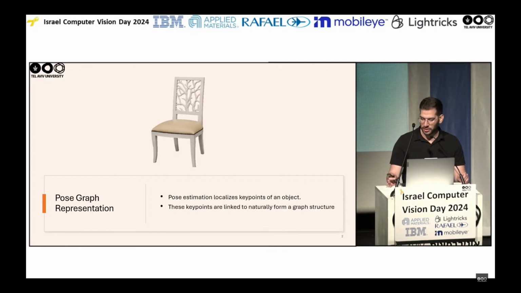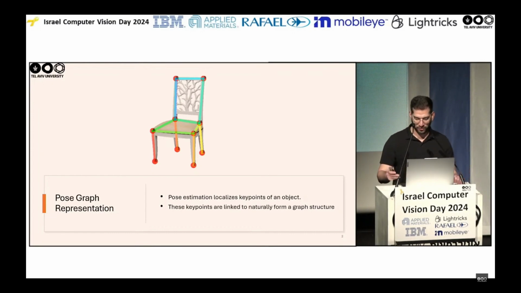The goal of pose estimation is to determine the location of an object's key points in an image. Now, these key points are not isolated. We can connect them through the 3D structure of the object. So if we treat these key points as nodes and the connectivity as edges, we can define a graph, which we term a pose graph.